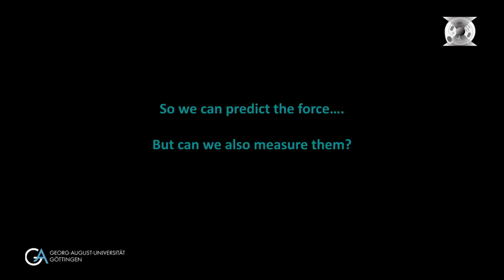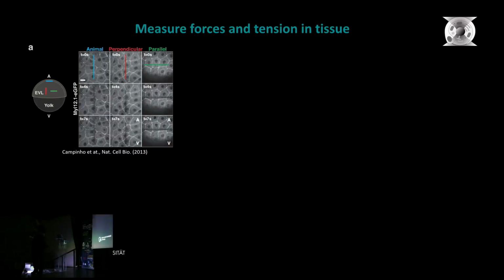So we can predict such forces. That is already very nice. But can we also measure them, cross-check, and then on the long run, this might be also a way to measure, if you want, indirectly the viscoelastic properties, right? Okay, so what has been done there? How can we measure actually forces inside tissue?